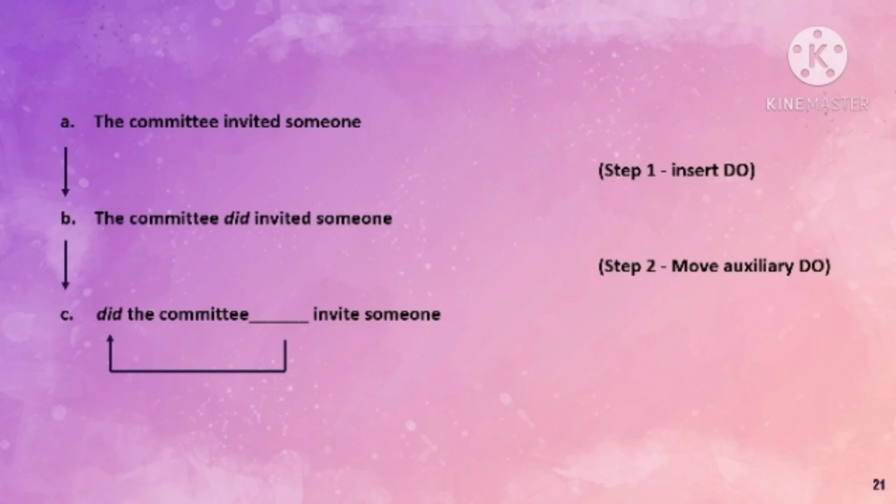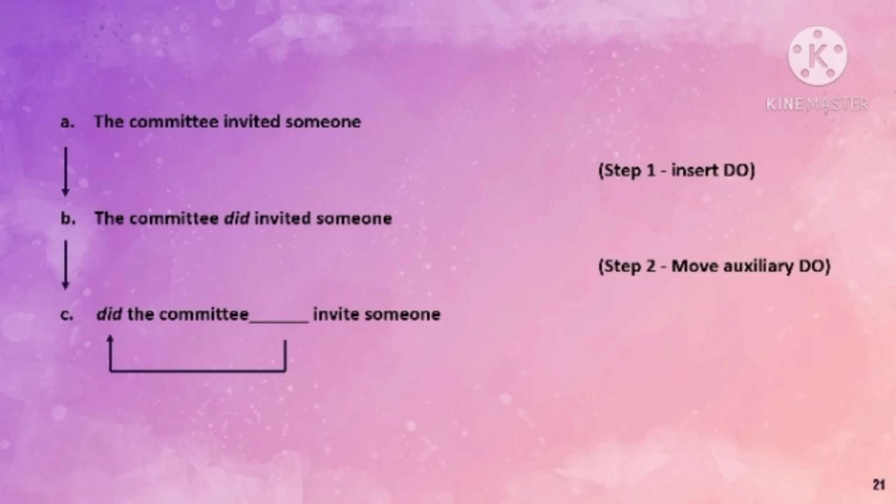It became different because it already requires the word do. The main reason is that we don't have an auxiliary. So we are going to insert the word do beside the word invited because the word do will act as an auxiliary, or the helping element, of the verb invited.